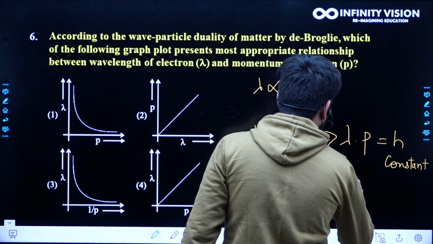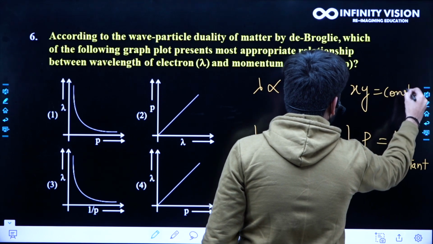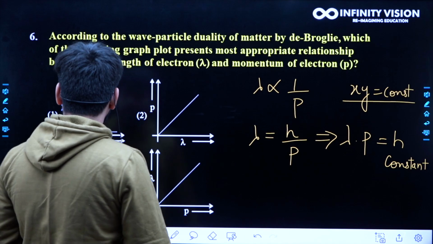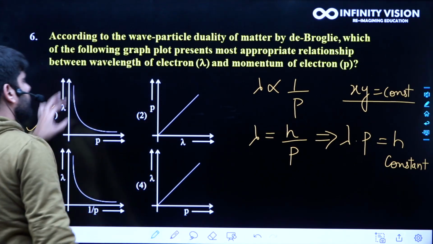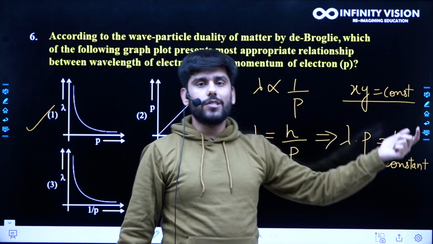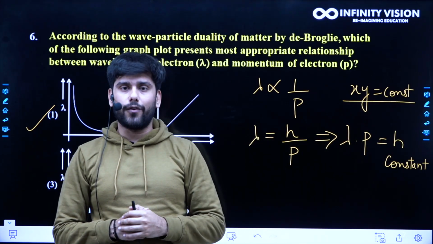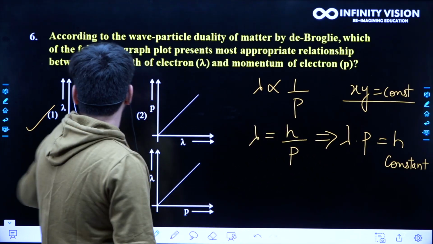So what do we get? When xy is constant, what is the nature of the curve? That is a rectangular hyperbola. So let us see. So lambda and momentum, yes, first is the right answer. So when xy is equal to constant, just like PV is equal to constant, we get a rectangular hyperbola as the nature of the curve. I hope the question is clear to you. Let us move to the next question.